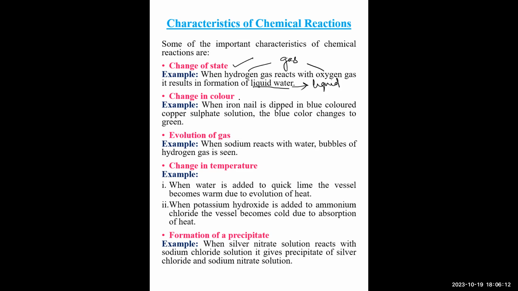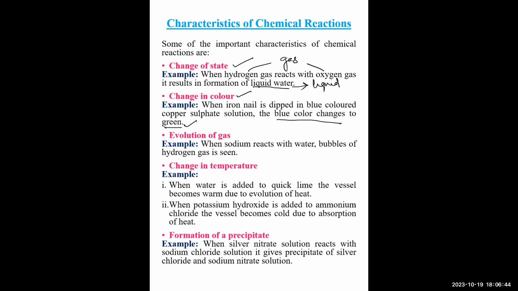The second one, what is the second characteristic? Change in color. Change in color means what? When an iron nail is dipped in the blue colored copper sulfate solution, the blue color changes to green. So what's happening here? If you dip an iron nail in blue colored copper sulfate, what will happen? That particular blue color of the solution is going to change into green.